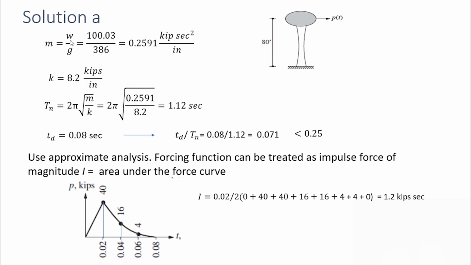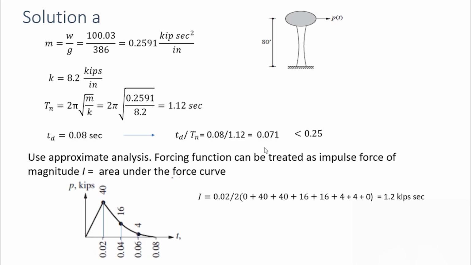So we have the weight, so we can calculate the mass: weight divided by gravitational acceleration. And the stiffness is given as 8.2 kips per inch. So we can find the natural period as 1.12 seconds. And the duration of this pulse is given as 0.08 seconds. Using this, we can calculate the ratio TD by TN, which is equal to 0.071.